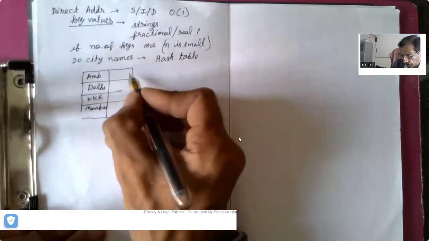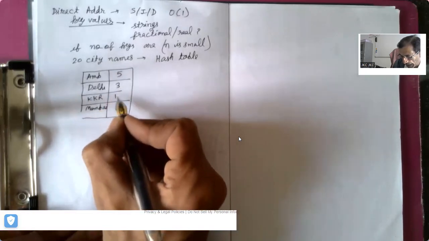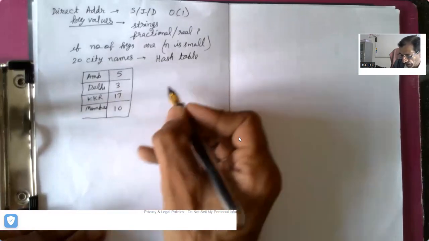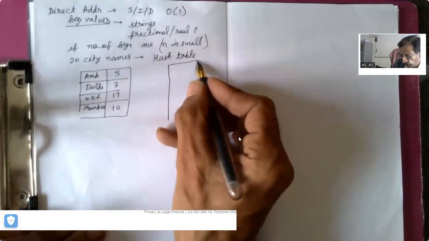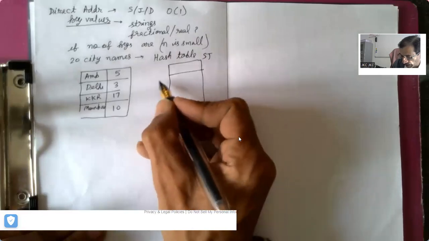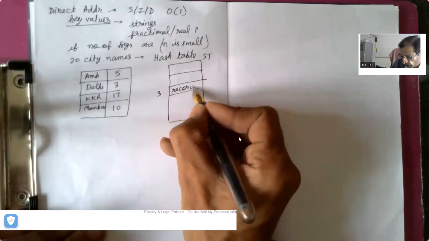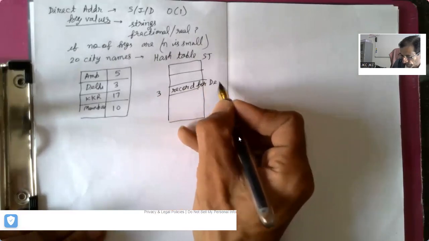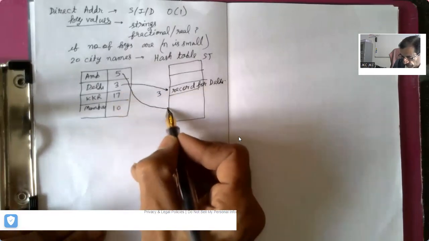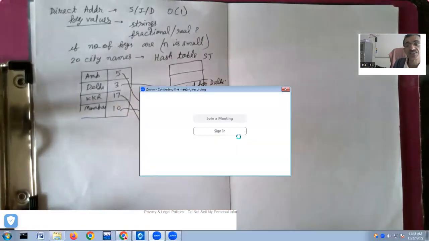And I say, okay, this will map to index 5, this will map to index 3, this will map to index 17, this will map to index 10. And then here I have a storage table where the full record, for example at index 3, I will have the record for Delhi. So this is connected like this, this is connected like this, this is connected like this.